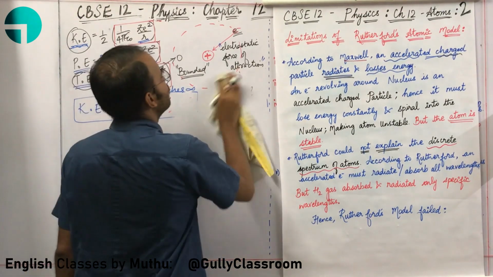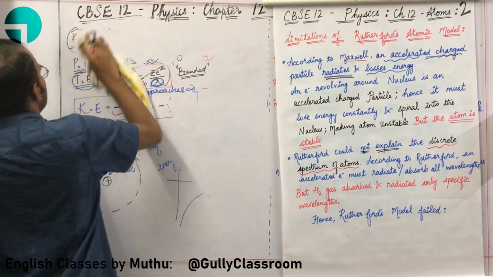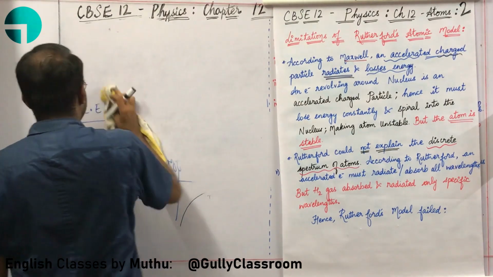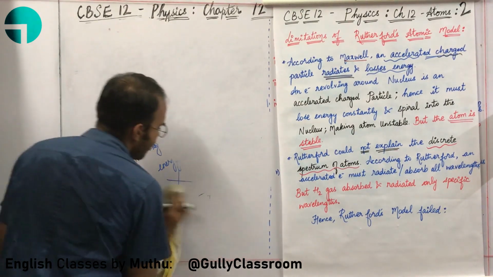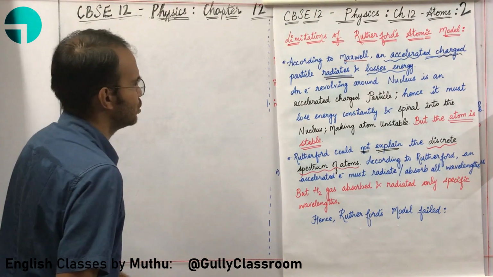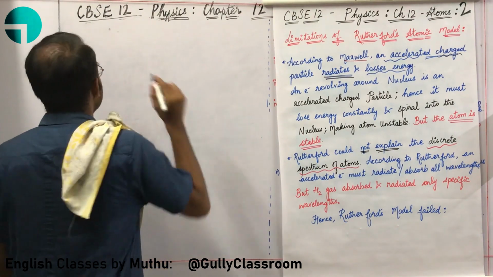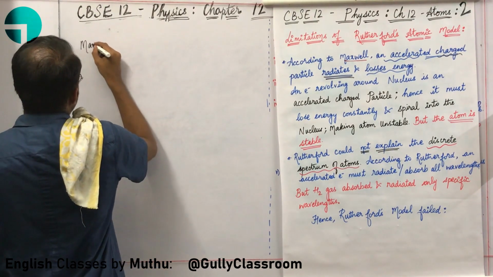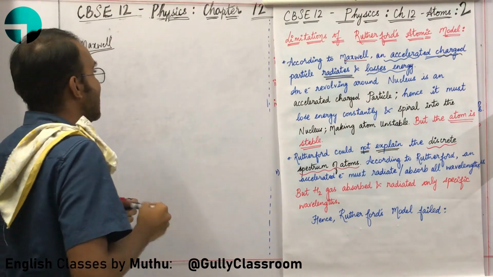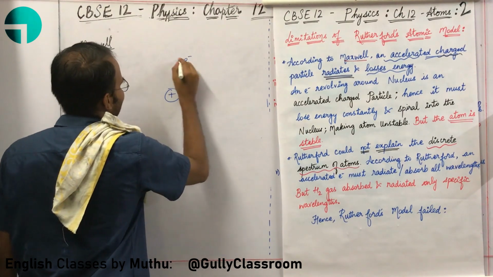What else is left in Rutherford's model, sir? In Rutherford's model, finally we are going to look at the limitations or the disadvantages of Rutherford's model. What are the limitations and disadvantages? Okay, let us check. The first limitation is, there is the scientist called Maxwell. So Maxwell is giving an idea. What idea is Maxwell giving? An accelerated charged particle is radiating energy.